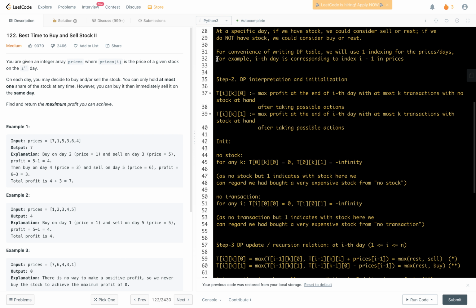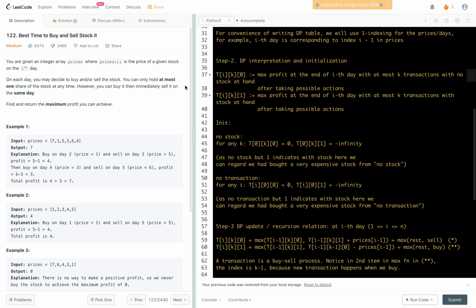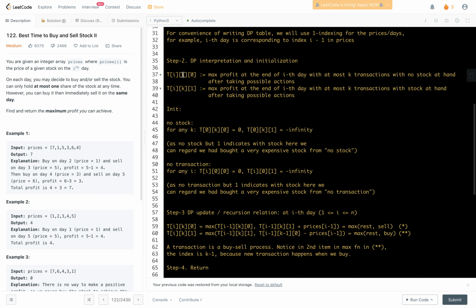to this problem. So in problem 188 and here, we're going to use one indexing for the prices or days. For example, SD is corresponding to index I-1 in the prices. So the DP interpretation and initialization there is the following. So here I indicates the days and K indicates the number of allowed transactions. 0 means we do not have stock at hand, and 1 means we do have stock at hand.